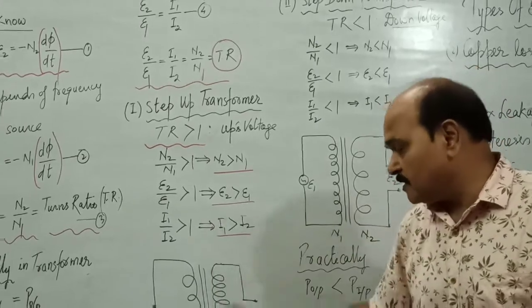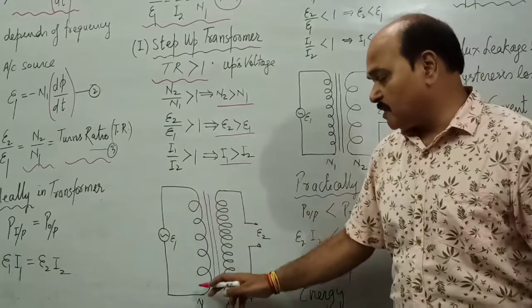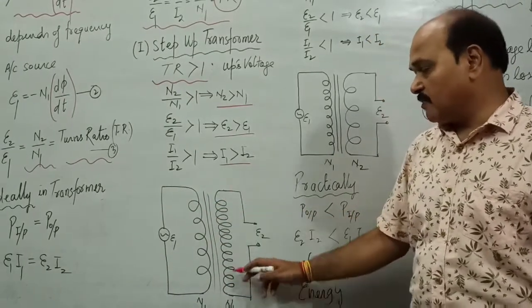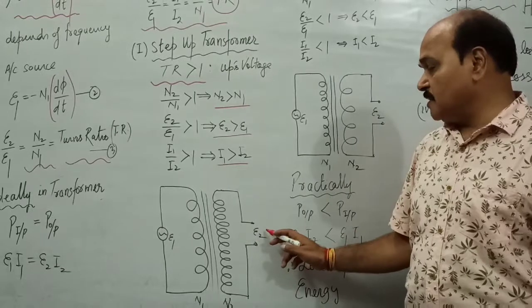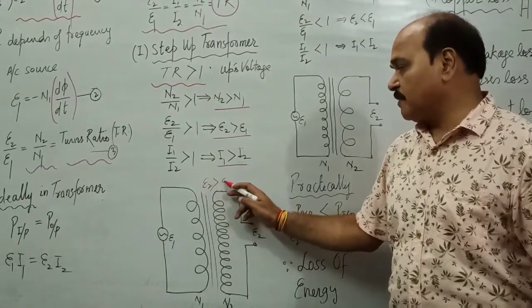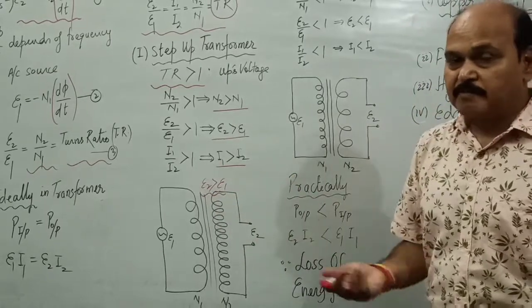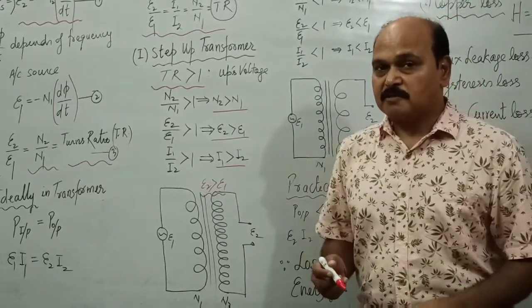This is the symbolic diagram for a step-up transformer. This is the primary coil, where the number of turns is less. This is the secondary coil, where the number of turns is more. And this E2 is greater than E1 in the case of a step-up transformer. Voltage increases, but at the same time the current decreases.